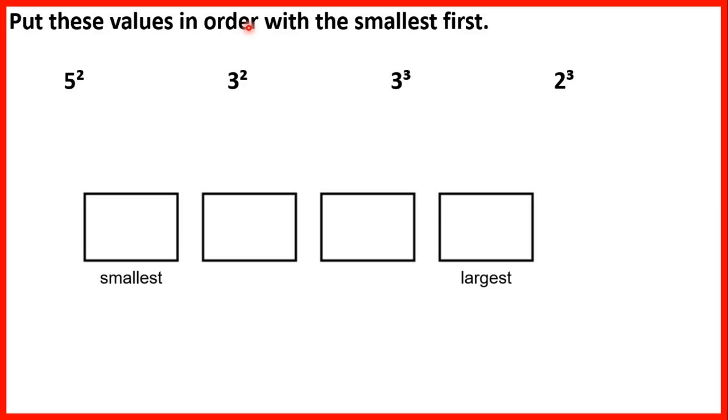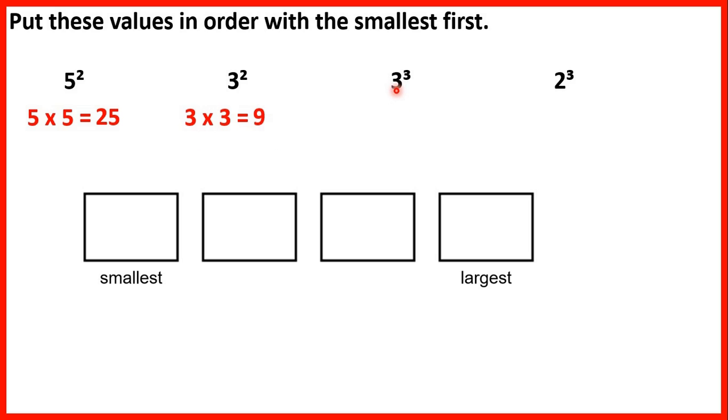Put these values in order with the smallest first. So our first number is 5 and then a little 2, so that's 5 squared. And when we square a number, we multiply it by itself. So 5 squared means 5 times 5, so that's 25. Now we have 3 squared, so that's 3 times 3, which is 9.